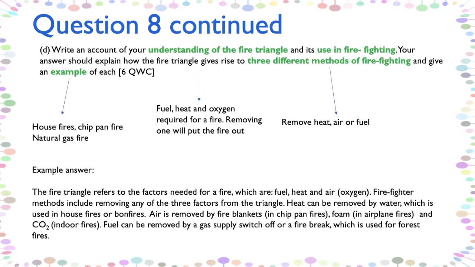Heat can be removed by water, which is used in house fires or bonfires. Air is removed by fire blankets, foam, and CO2. Fuel can be removed by a gas supply switch off or fire break, which is used for forest fires. So with any of these examples, you'll get all 6 marks.